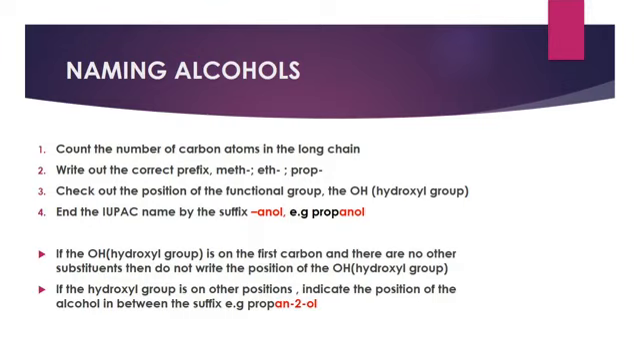Now, when naming alcohols, we have to look at these 4 steps. Number 1, you count the number of carbon atoms in the long chain. Number 2, you write out the correct prefix. Is it meth, eth, prop, and so on. Number 3, you check out the position of the functional group, the hydroxyl group. Then number 4, you end the IUPAC name by the suffix -anol, e.g.